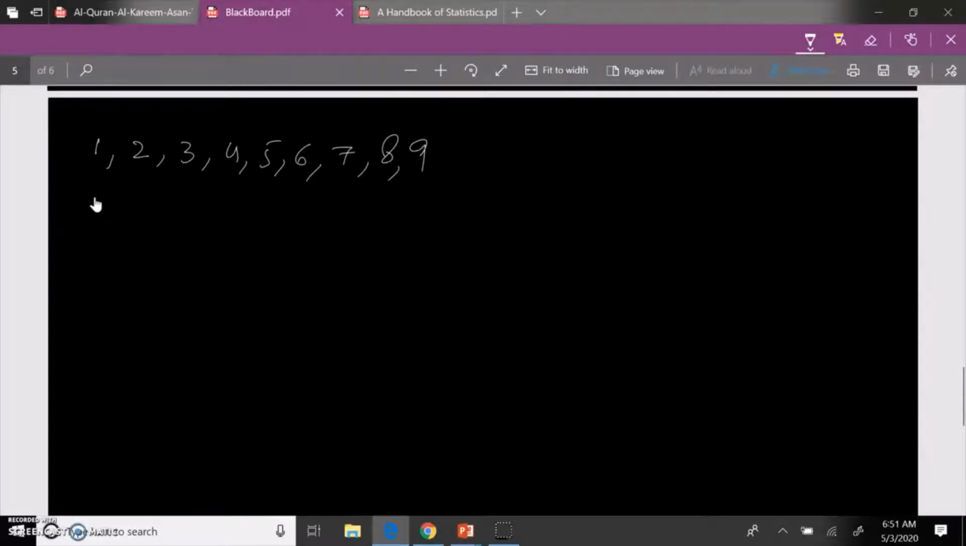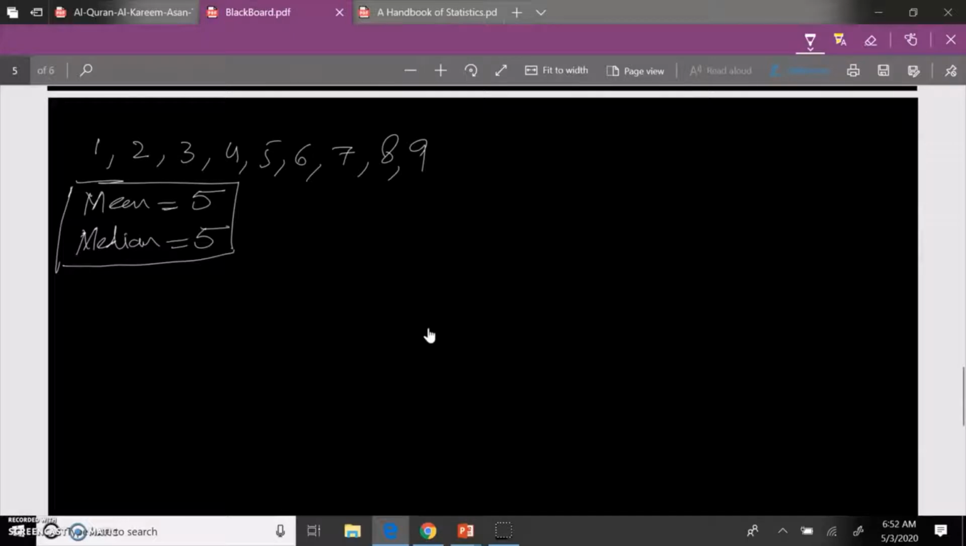I ask you guys to pause this video and compute the mean. If you compute the mean, that comes out to be 5. And if you compute the median, it also comes out to be 5. So both mean and the median are the same. Mean is 5 and the median is also 5, right? Now let's see another situation, another scenario.